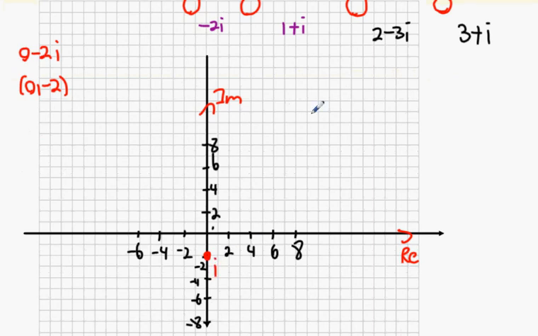Okay. What's J then? 1 plus I. 1 across and 1 up. That's that one there. That's J. What about the next one? 2 minus 3i. 2 across and minus 3 down. That's that one there. That is K. And then finally for L, 3 across and 1 up. And that's L. Okay, guys.